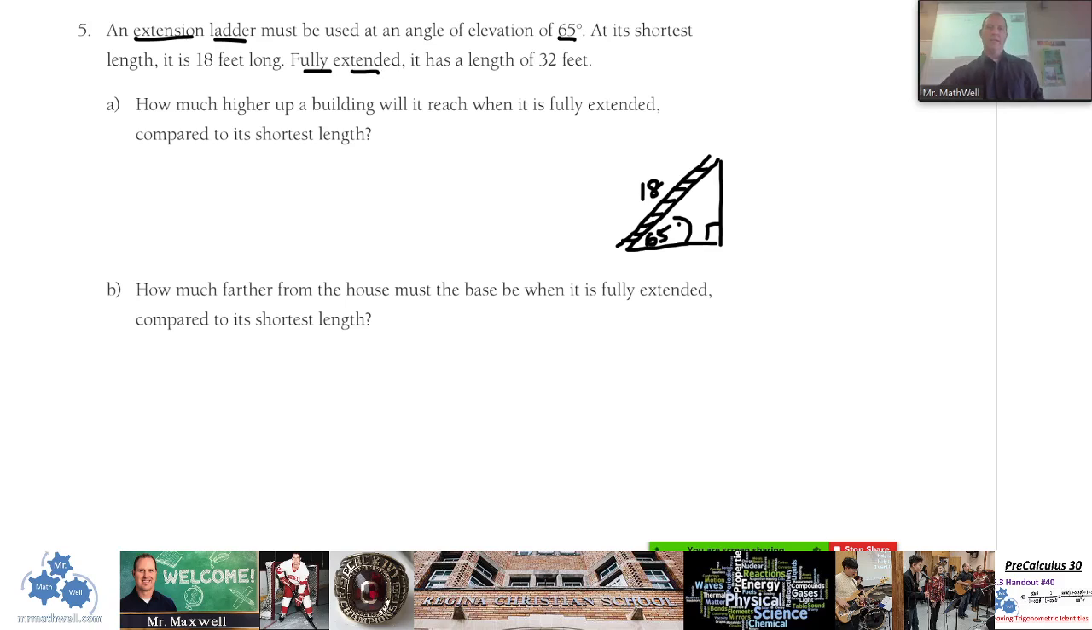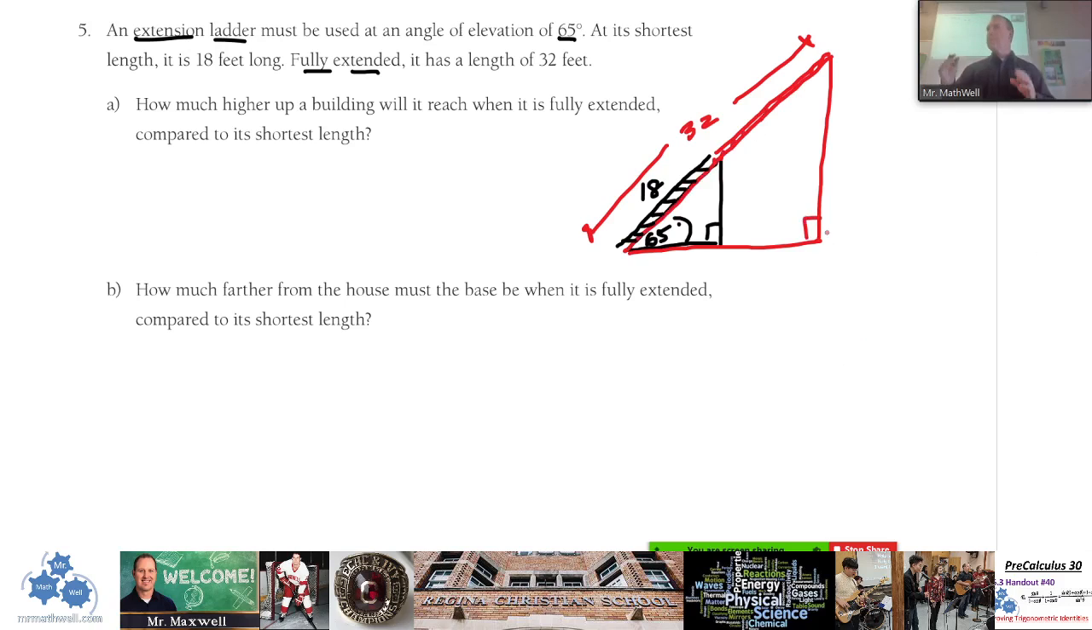So watch this. This ladder now is extended to, no, it's a bit long, but whatever, 32 feet. And so it's still at 65, notice. But now I have 32 feet long here, okay? And I'll just draw a little bit of the extension part of that ladder, okay? So you see now how we have two right triangles, one is embedded in the other. They share a 65-degree angle.